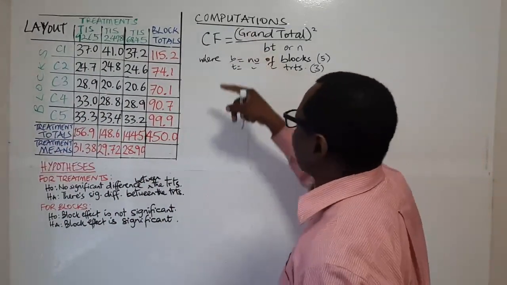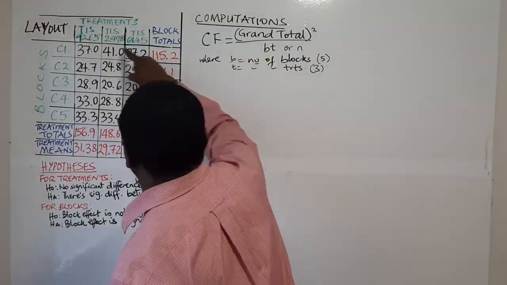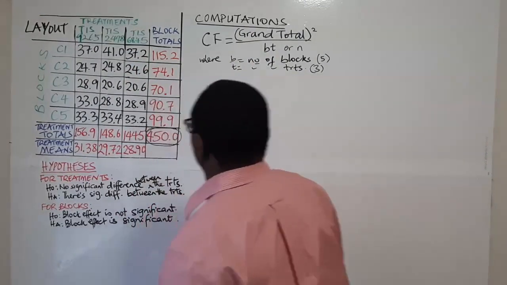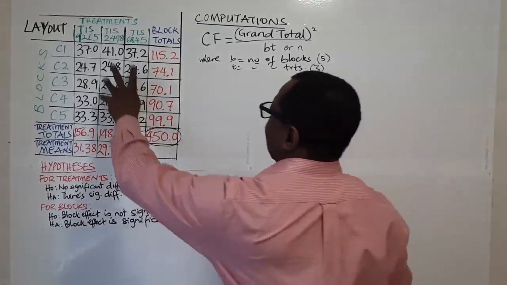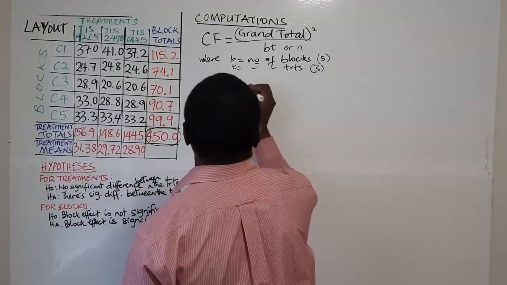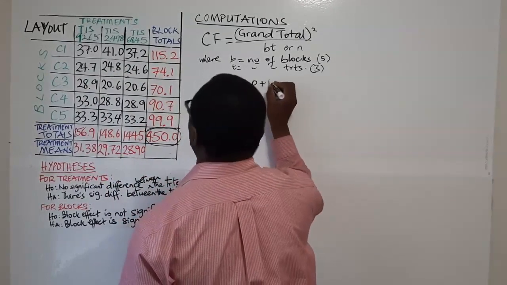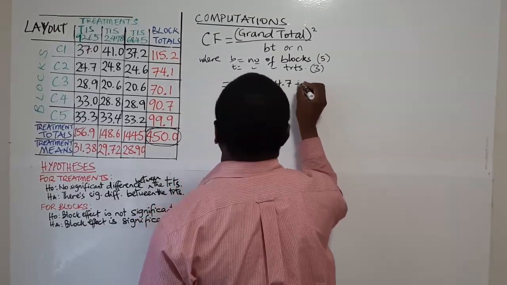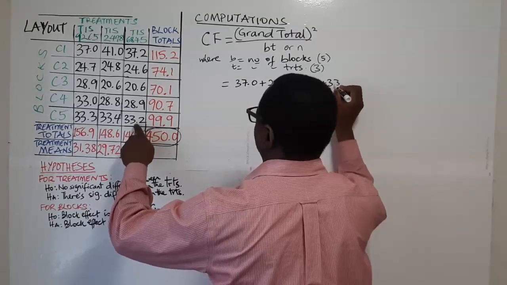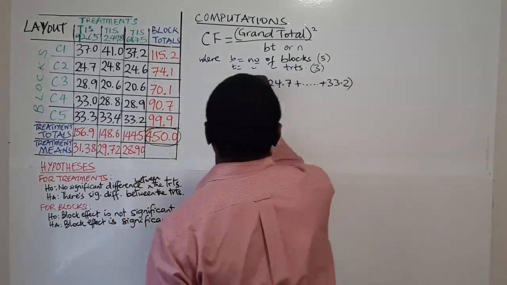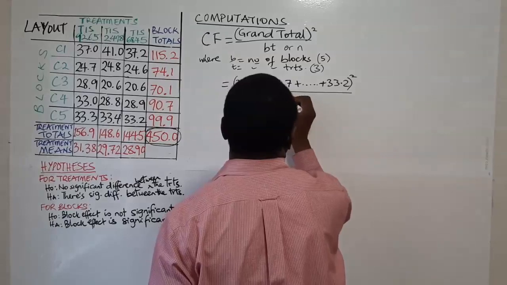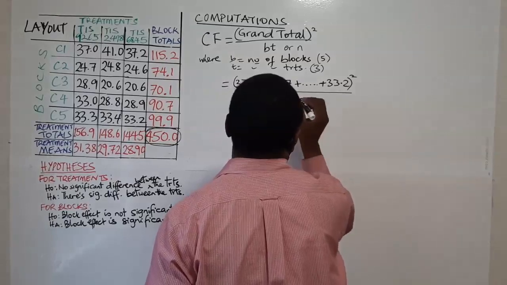So what's the grand total? The grand total is the summation of all the individual raw values, and that is what we have in the layout, totaling all the individual observations together. In other words, it is equal to 37.0 plus 24.7 plus all through to the last value, 33.2. Everything after addition you square, and you divide by 5 times 3.